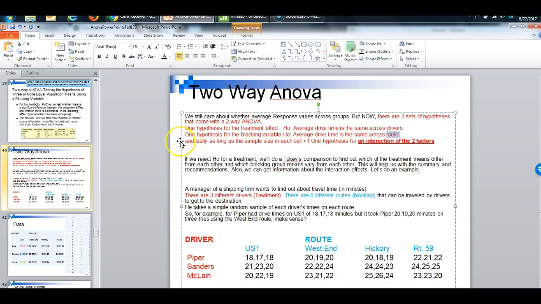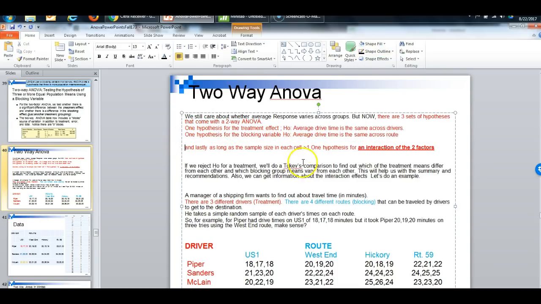As long as the sample size is greater than 1 in each cell, that is, we just don't have 1 observation in each cell. In this case, we've got 3. As long as the sample size in each cell is greater than 1, then we can get an interaction of the 2 factors, and we'll describe that hypothesis. Kind of to see, hey, does one driver do better on one route than any of the others? So you can separate the effective driver by the route that they're taking, or you can separate the effective route based upon the particular driver. And so maybe make recommendations like Piper should always go on US1 or something like that.